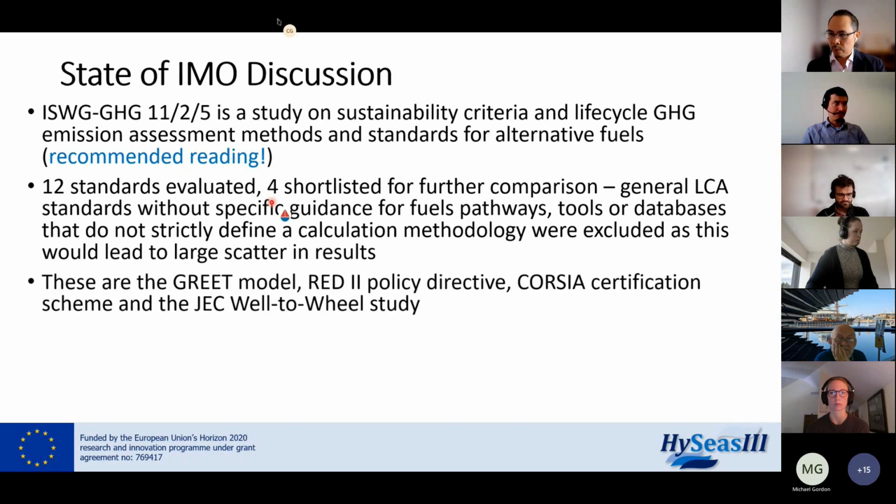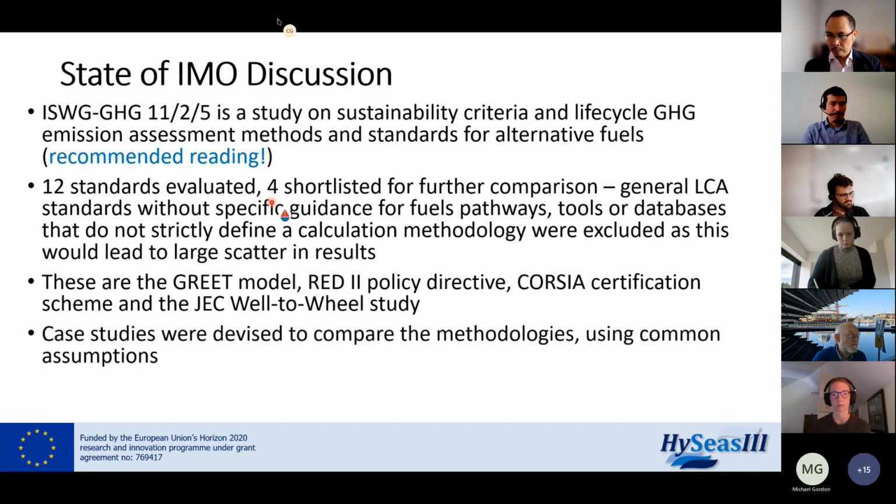So the 4 that they ended up with were the GREET model, which is a kind of US model for this sort of assessment; the EU RED II policy directive; the HySeas certification scheme, which is what the airlines have been using; and then the JEC well-to-wheel study, which is again part of the EC's Joint Research Centre (JRC) work that has been ongoing for a number of years, and this methodology is implemented in a number of EU instruments.